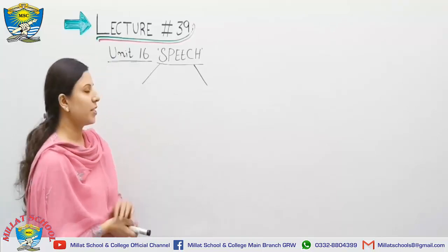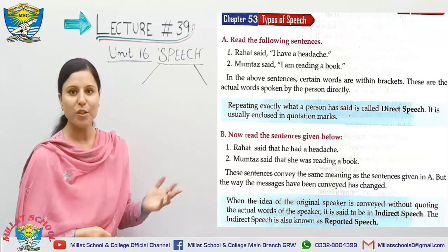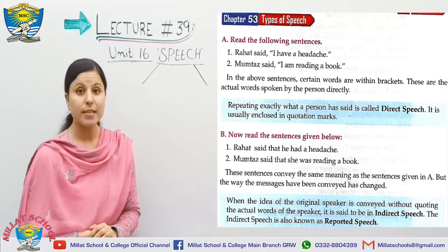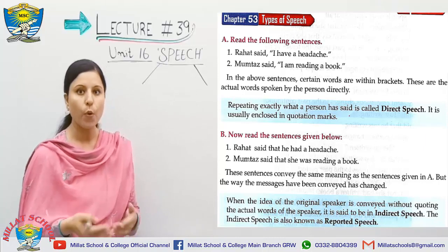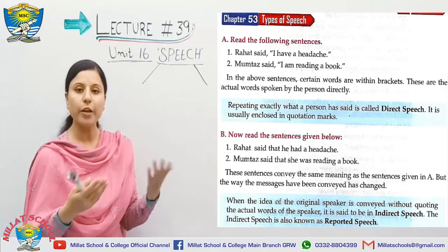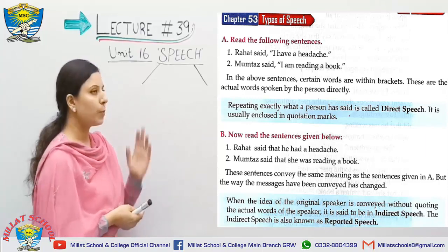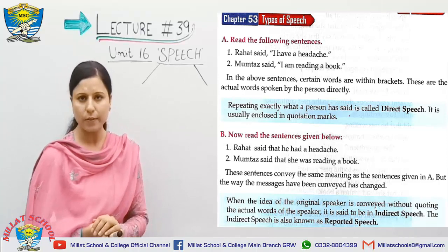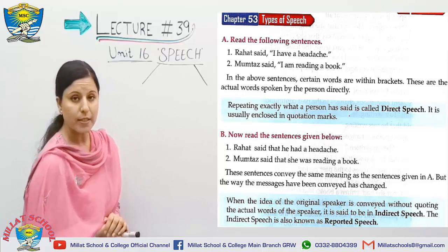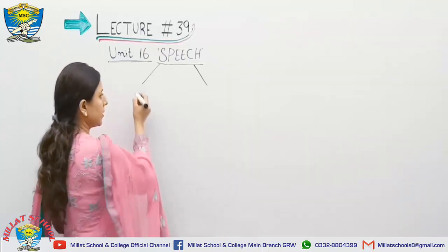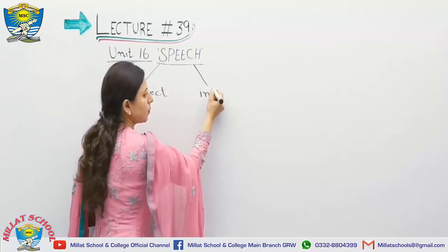Yes, it's your unit number 16. On this page you can see that it's a topic of the speech. What do you mean by the speech? Yes, exactly, when we are talking to someone or someone is talking to us. Now, in the present, in the past or in the future, all these timings tell us some kind of a speech. But how are we going to categorize speech in grammar? In grammar, we see that a speech is of two kinds, that is direct speech and indirect speech.